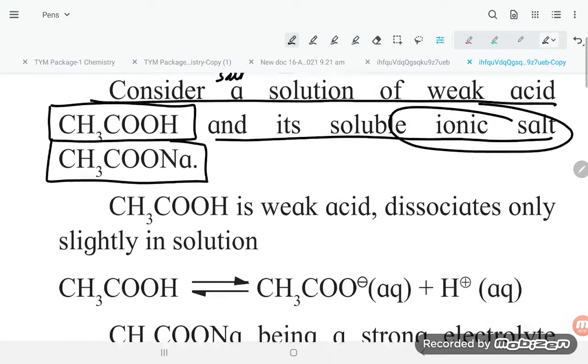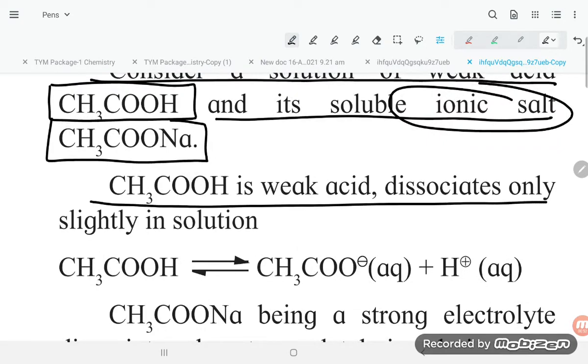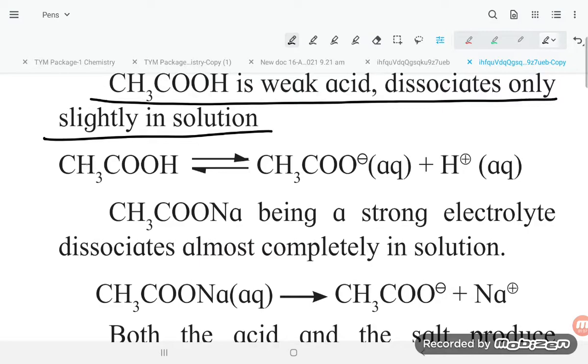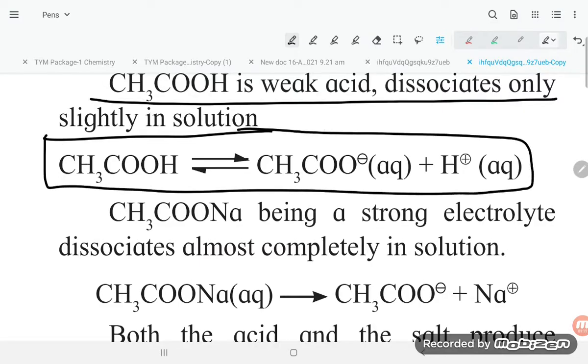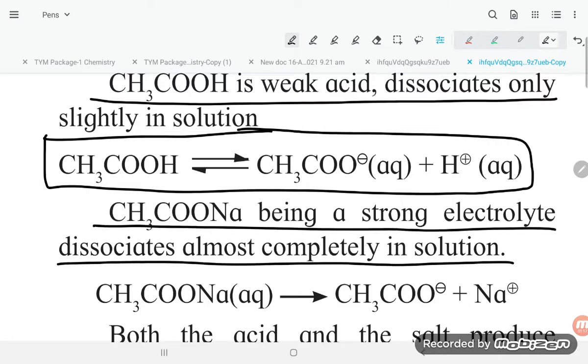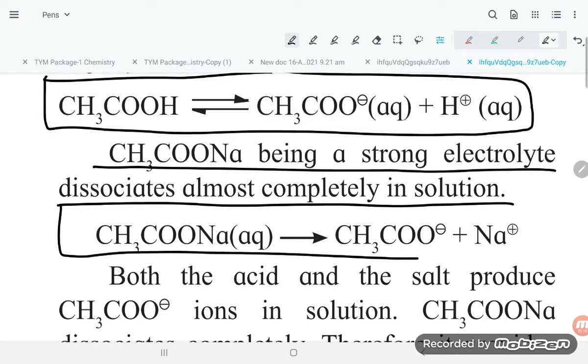CH3COONa is there, right? So acetic acid is a weak acid and dissociates only slightly in solution. It is very little dissociated into acetate ion and H+ ion. Now sodium acetate, being a strong electrolyte, dissociates almost completely. So this is completely dissociating.